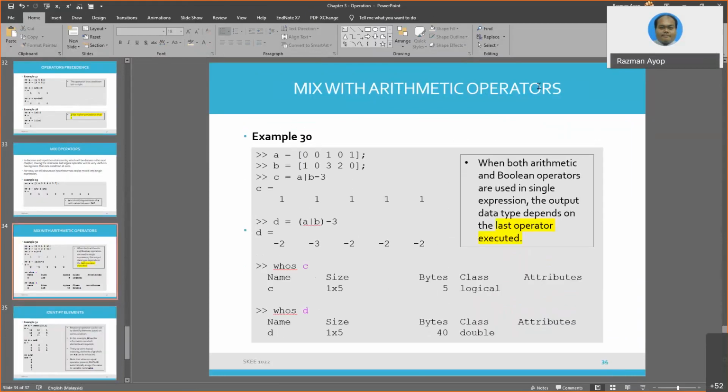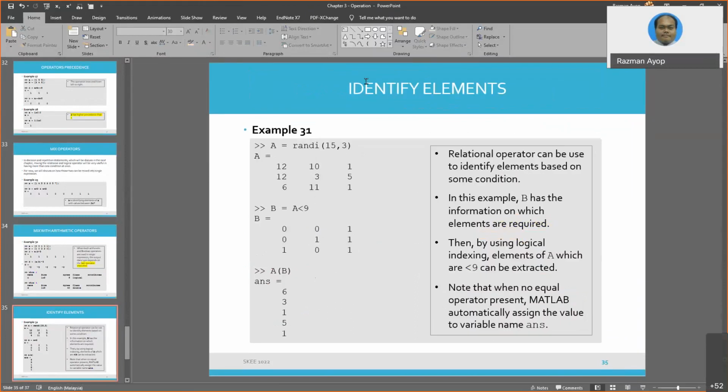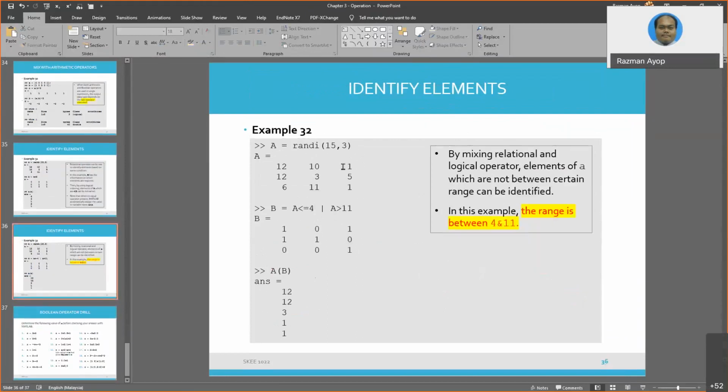Okay, this one is mixed operation. You learn about the identify element, basically what is the range and everything. You have to list down all the data here. You want to range it out. Okay, this is how you do it.